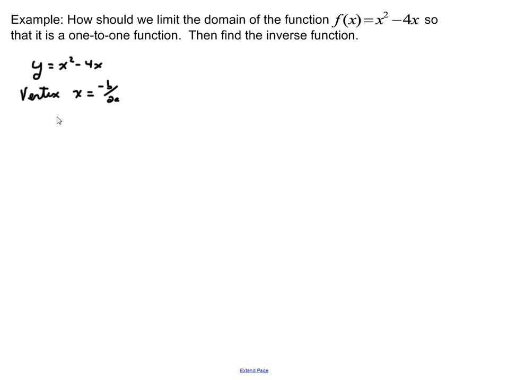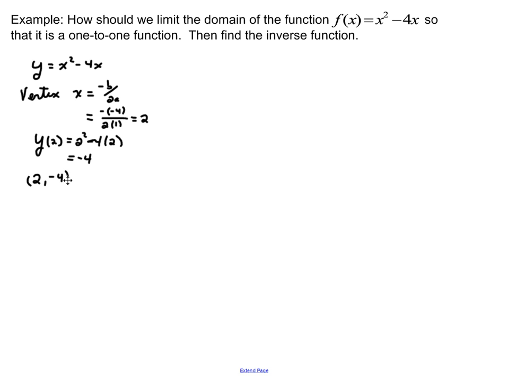In this case, we know that a is equal to 1 and b is equal to negative 4, so our vertex would be at the point the negative of negative 4 divided by 2 times 1, which is to say at x equals 2. And we would find f of 2, which is equal to 2 squared minus 4 times 2, which is to say 4 minus 8, negative 4. So our vertex is the point (2, negative 4).